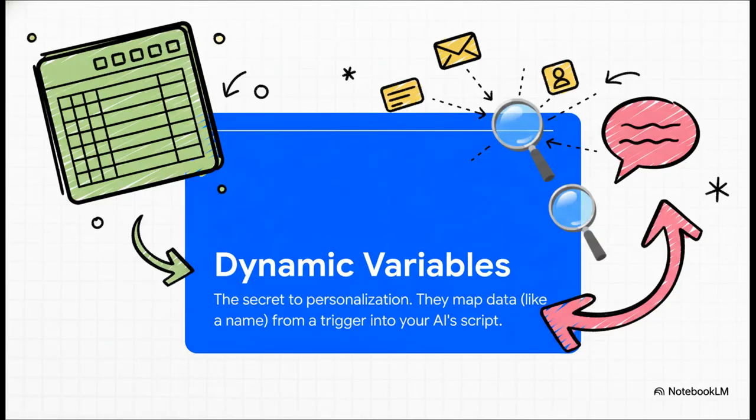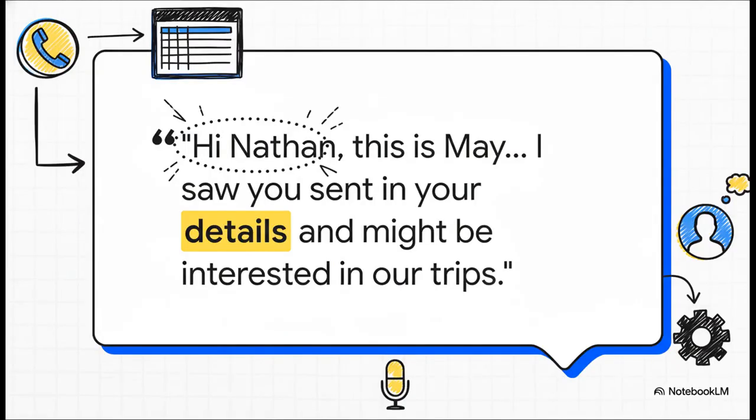Now this is where it gets really cool. We don't want to make some generic robotic call, right? We want to personalize it. And the secret sauce to doing that is using what are called dynamic variables. This lets us take the data from our spreadsheet, like the person's name and email, and inject it right into the AI agent script. And here's what you get. The AI agent May doesn't just say, hello. She says, hi Nathan, using the actual name from the spreadsheet. This one simple step completely transforms the call from a cold outreach into a relevant, personalized follow-up, which, you can imagine, dramatically increases the chances of a great conversation.